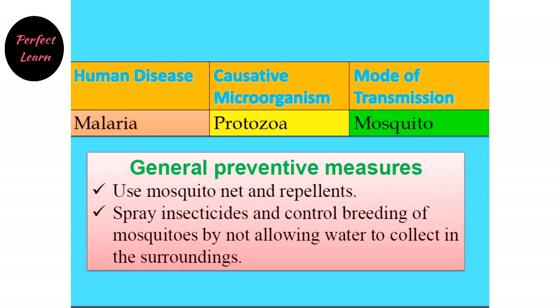Vaccination. And the other one is malaria, caused by protozoa, mode of transmission mosquito. General preventive measures. Use mosquito nets and repellents. Spray insecticides and control breeding of mosquitoes by not allowing water to collect in the surroundings.